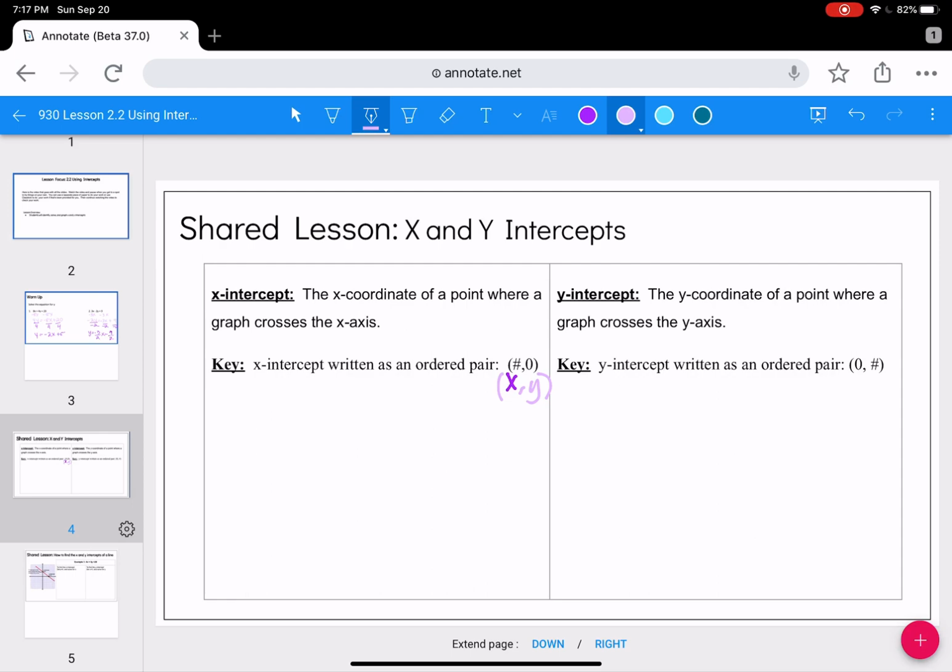Your y-intercept is the y-coordinate of a point where a graph crosses the y-axis. And the key here is the y-intercept is written as an ordered pair. Now notice your x value is 0 and your y value is a number, and that number is where it crosses that y-axis.